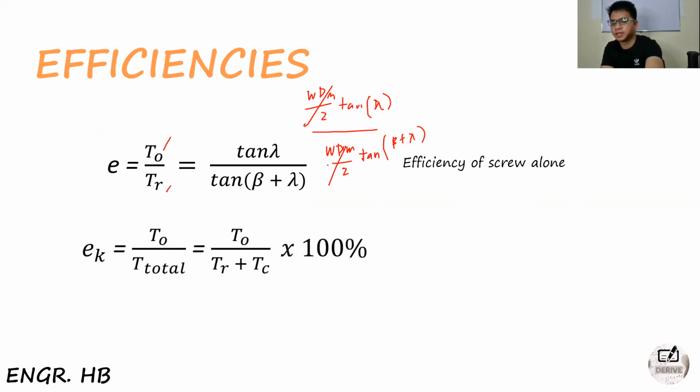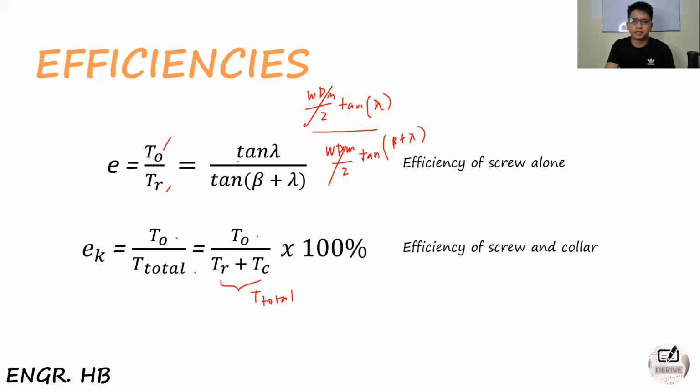And we have this second and last efficiency, which is the efficiency of screw and collar. It is just the ratio of TO divided by total torque. TO divided by TR plus TC, kasi ito yung total torque.